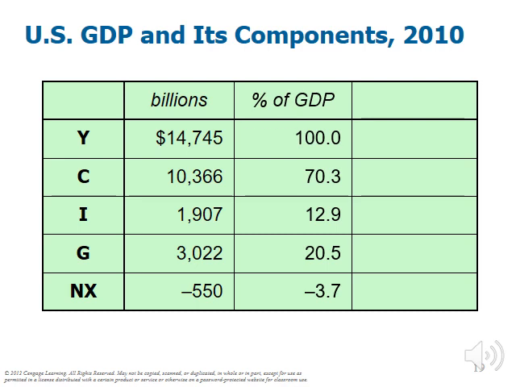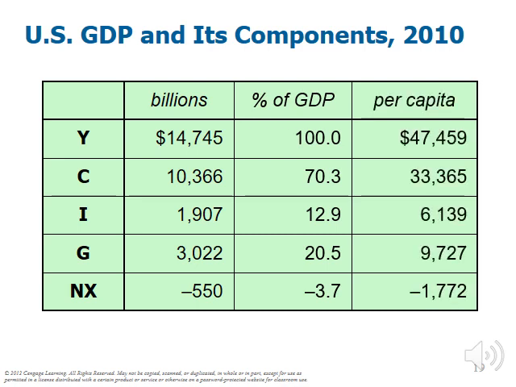If we take U.S. GDP and we divide it by the population, what we've done is calculate per capita GDP. Keep in mind, this sort of calculation would be an even distribution of GDP equally across all members of society. Per capita GDP in 2010 was $47,459. That's per person GDP.